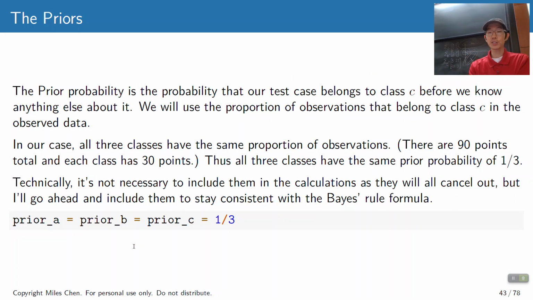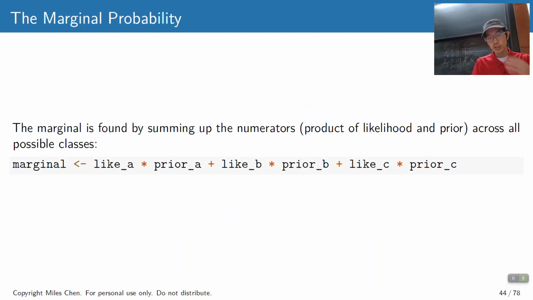The priors here are going to be 1/3 for all three classes. Class A, Class B, and Class C all have 1/3. So technically, I don't need to include them because they're all equal and will cancel out, but just for completeness, I will include them. The numerator for each one is going to be the likelihood times the prior, and we'll do that for Class A, Class B, and Class C.